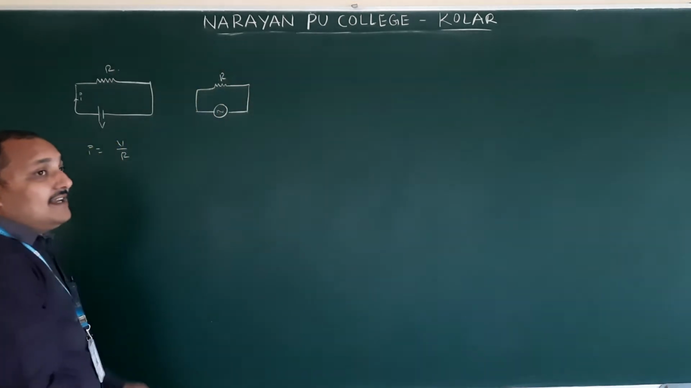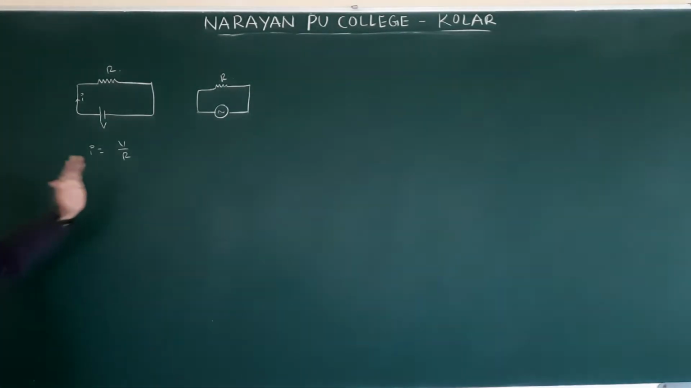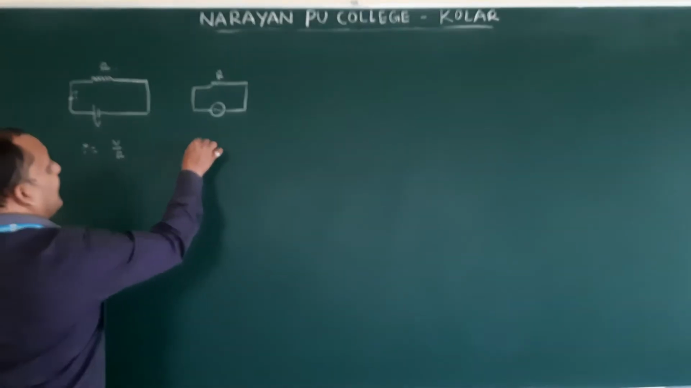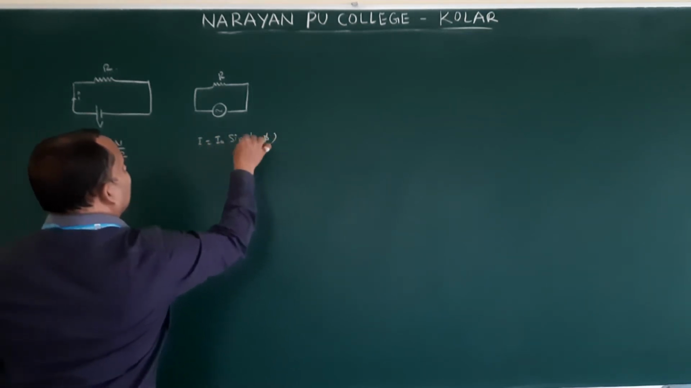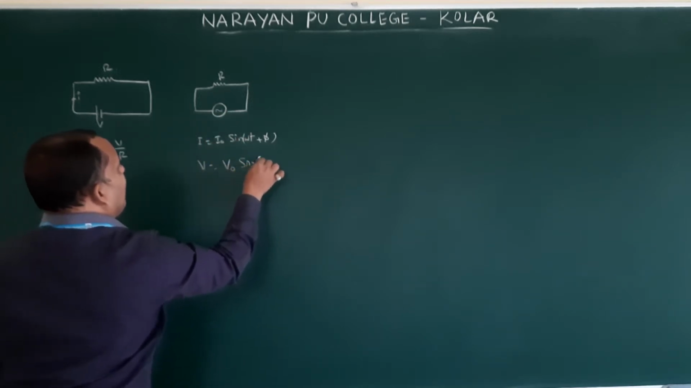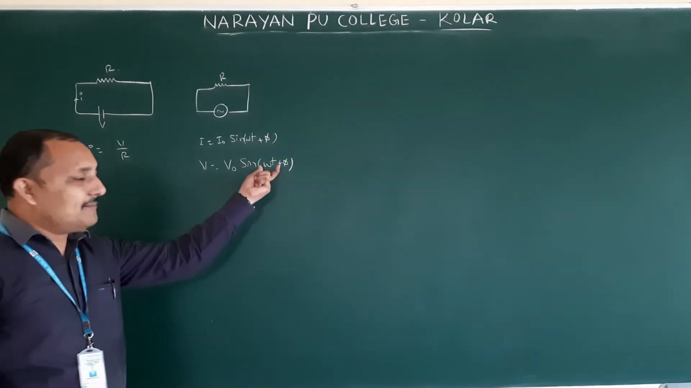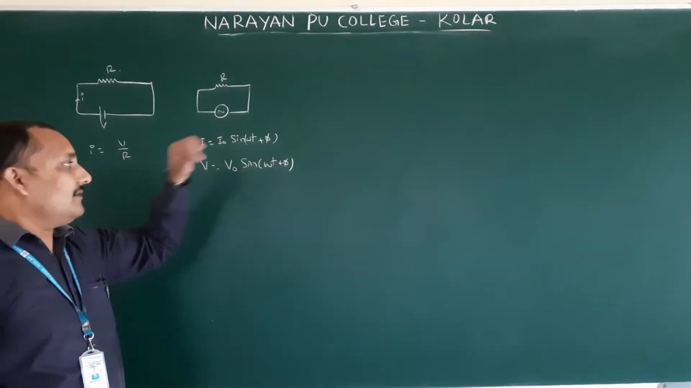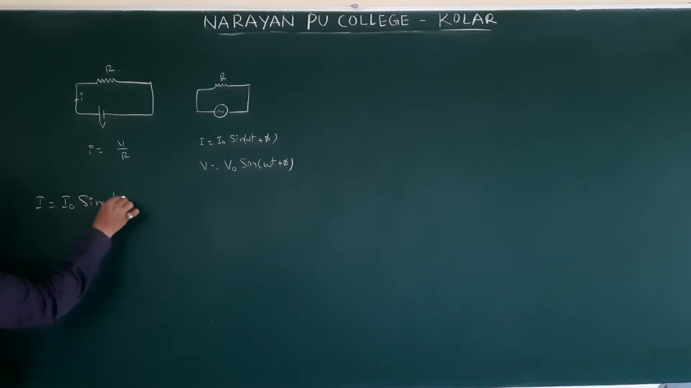Now in this resistor, the current direction is going to change with respect to time. So the current which is passing through this, we are going to give like this: I is equal to I naught sin omega t plus phi. The voltage we applied is V naught sin omega t plus phi. So this omega t plus phi gives the phase, phi. If you take sine current, I is equal to I naught sin omega t, or omega t plus phi also you can write.